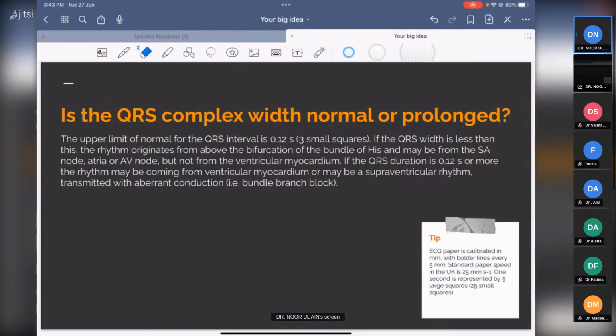If a QRS complex is narrow, it means that the electrical activity is happening from a place above your ventricles. And what is the place above your ventricles? The SA node, AV node, atrium. If I'm talking about a QRS complex that's broad, that's wide, that's more than 0.1, it is because this rhythm is coming from the ventricles. There is a problem within the ventricles.